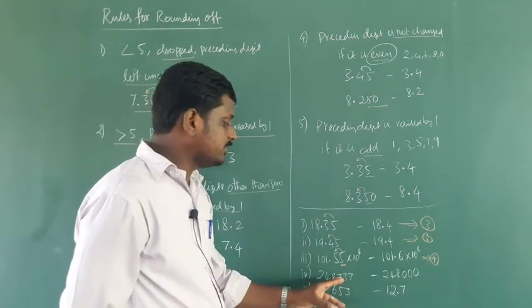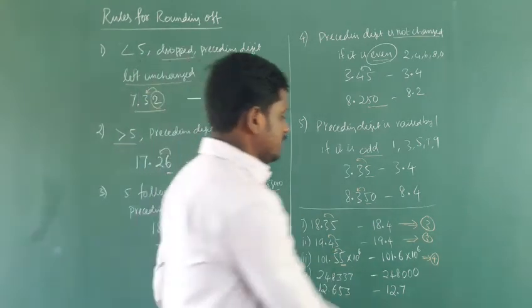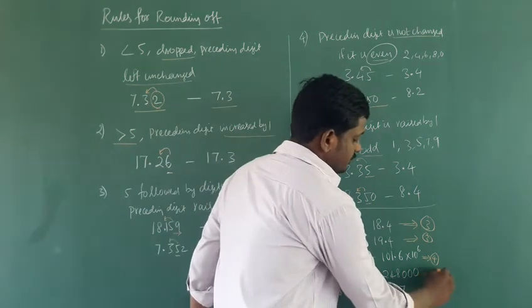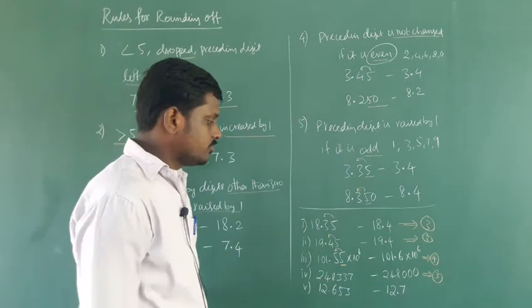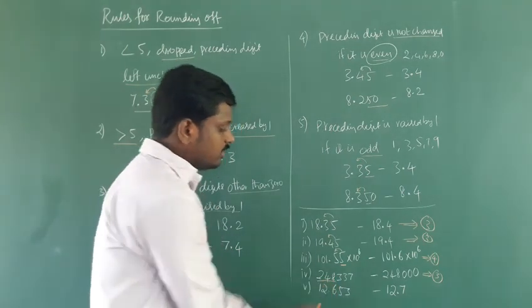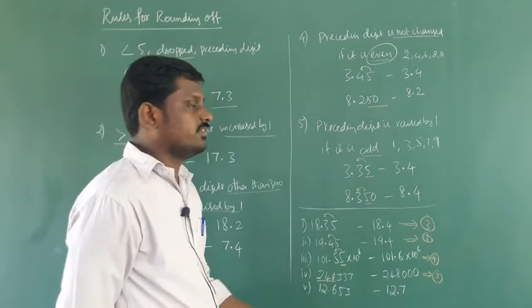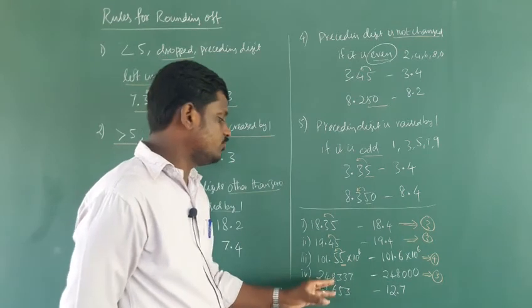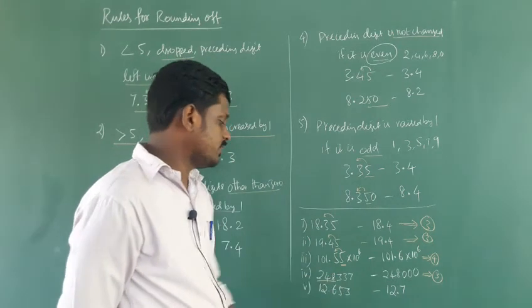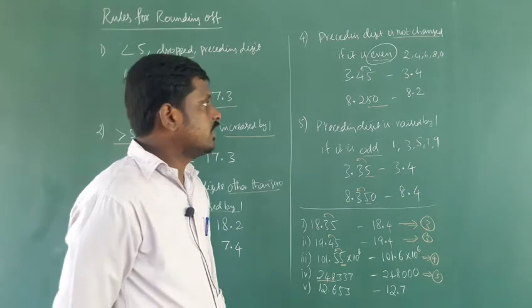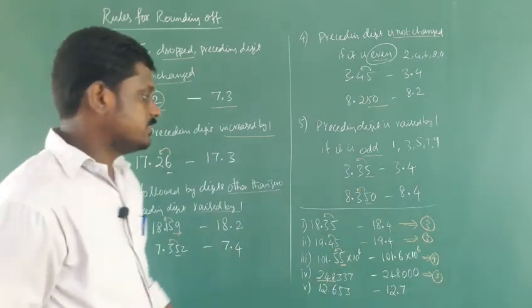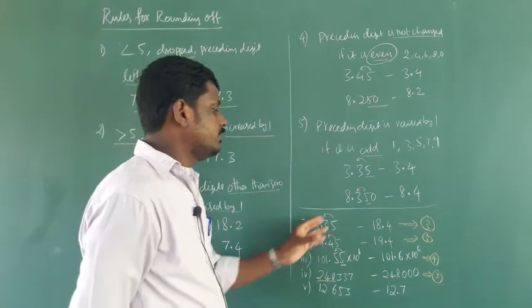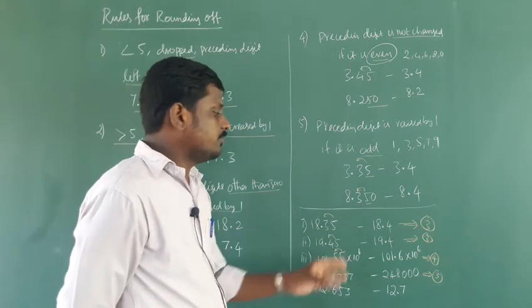Then 248337, rounded off to 3 significant figures. I need only 3 significant figures from this number, so the remaining numbers are not significant and we put them as 0. That gives 248000. They may ask this in 1 mark as well as in 3 marks. So what are the rules for rounding off? Then they may give some numbers, and you need to solve up to the required significant figures.